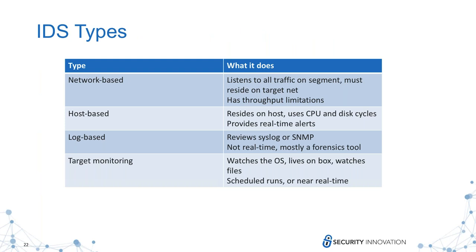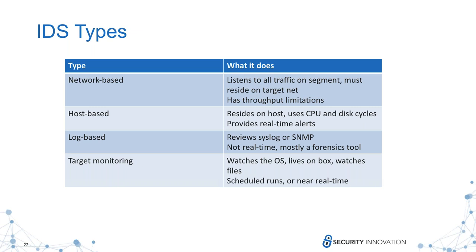A network-based intrusion detection system resides on the target network and listens to all the traffic on the system. It may have throughput limitations because it's looking at and validating all the traffic on that network segment. It can detect intrusions, and it basically keeps track of network traffic under normal conditions, and then fingerprints that. So it recognizes anomalies that go outside of that normal behavior. An example of this would be using Snort.